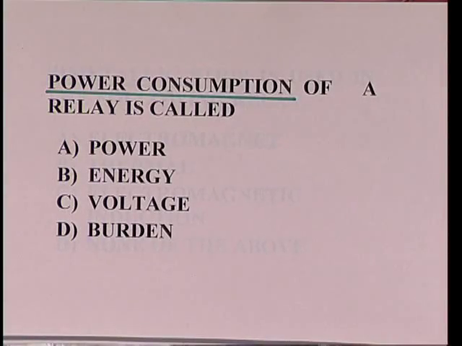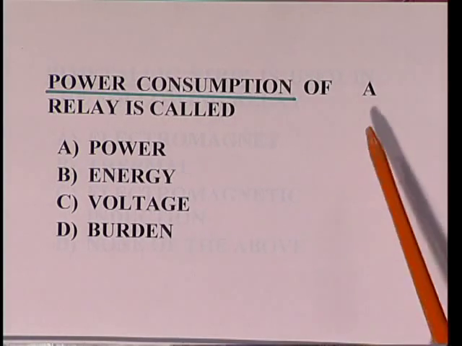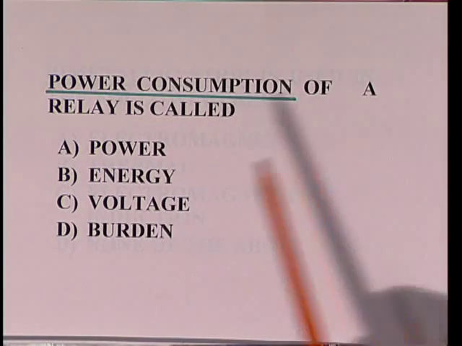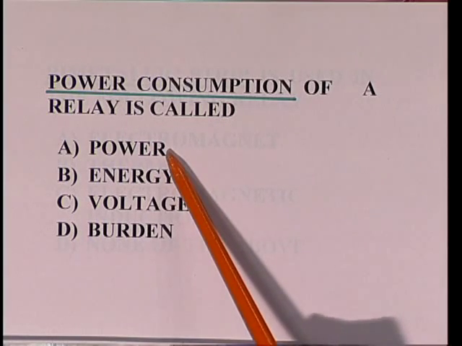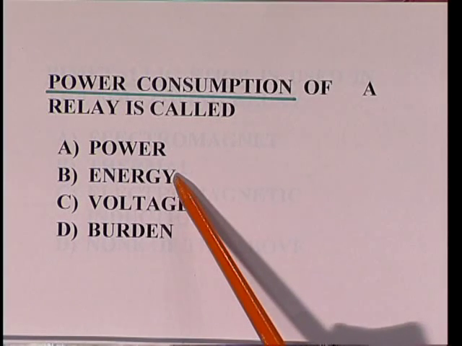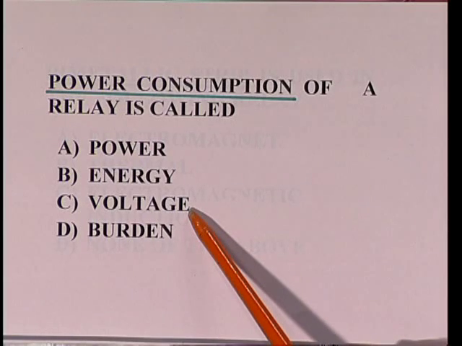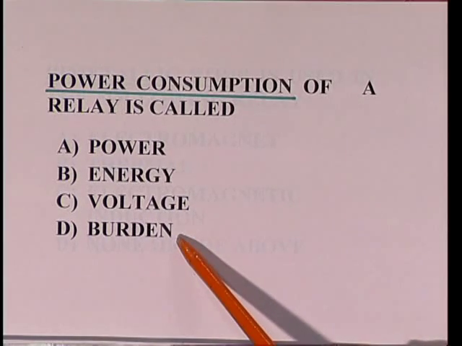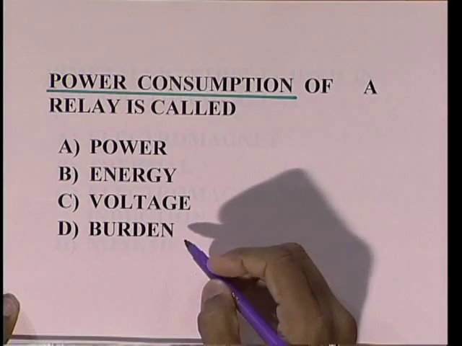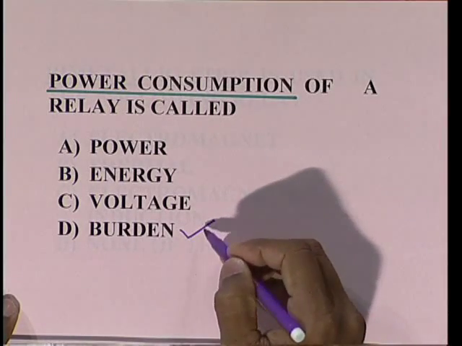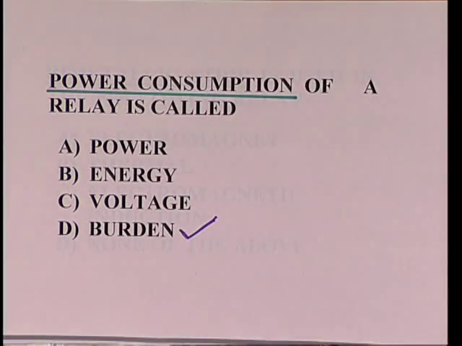And next question is, power consumption of a relay is called A. power, B. energy, C. voltage, D. burden. So the correct answer is burden, since power input is in volt amperes and it is called burden. Power consumption of a relay is called burden.